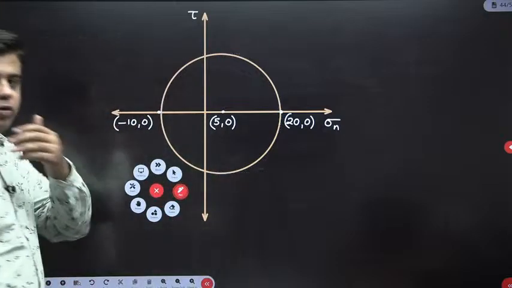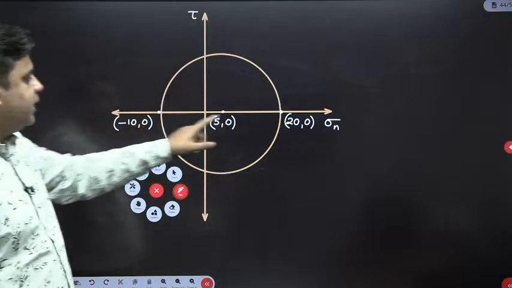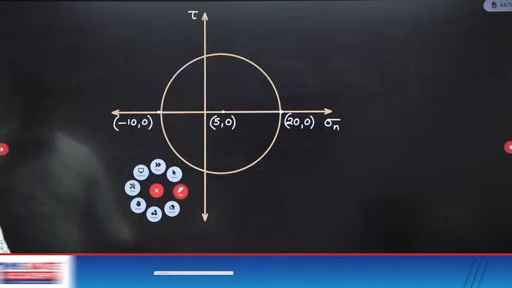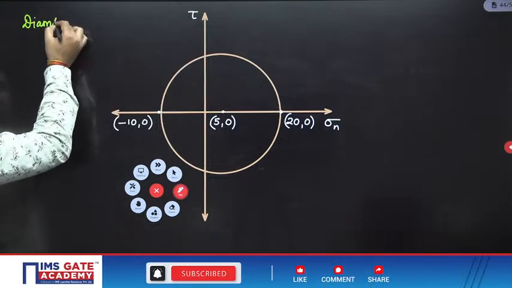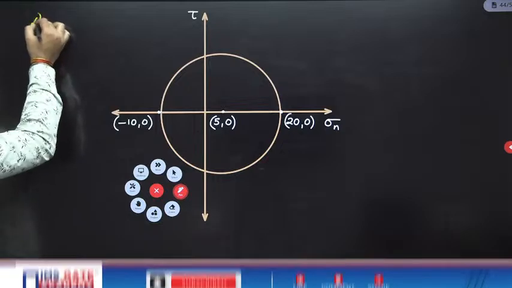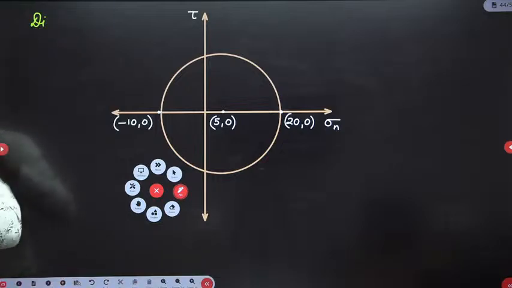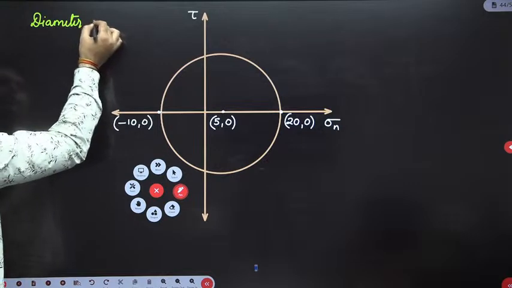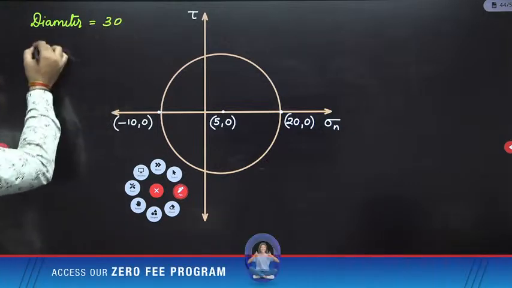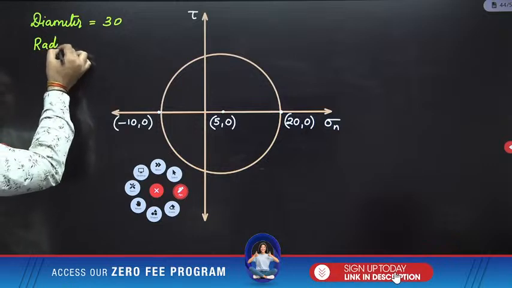You can draw a Mohr circle like this. So the diameter of this Mohr circle is 30. So what will the radius be? The radius will be 15.